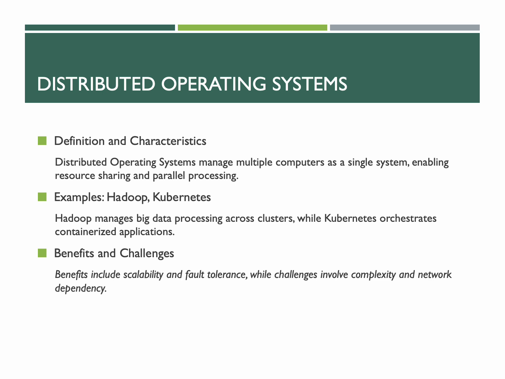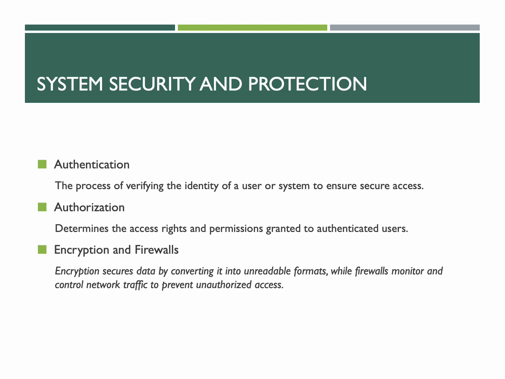So we can say it's very powerful, scalable, and fault-tolerant computing, managing multiple machines as a cohesive system, and they are essential for handling modern challenges in big data and cloud computing. So next is system security and protection. These are critical functions of an operating system, ensuring that data and resources are safeguarded against unauthorized access and potential threats. Authentication is the verification of the identity of a user or system to ensure secure access.